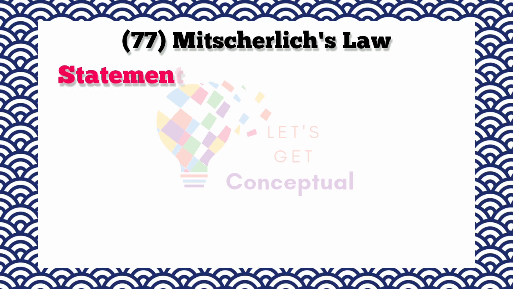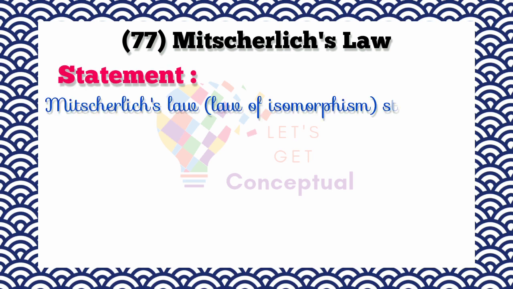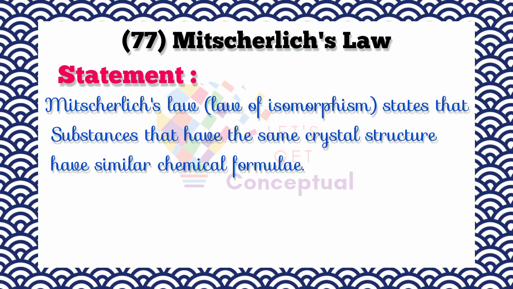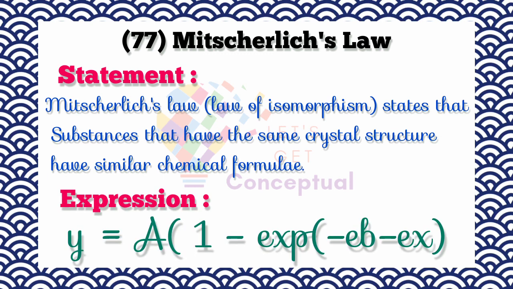Number 77. Mitscherlich's law. Statement: Mitscherlich's law of isomorphism states that the substances that have the same crystal structure have the same chemical formula. Expression: Y equals A times 1 minus exponential of minus EB minus EX.